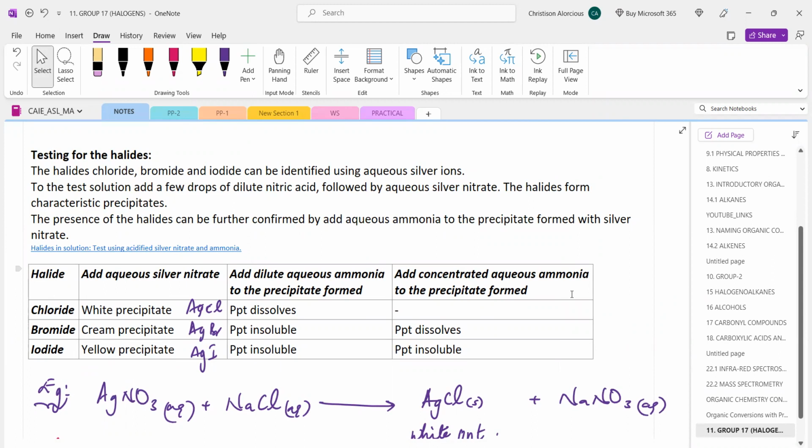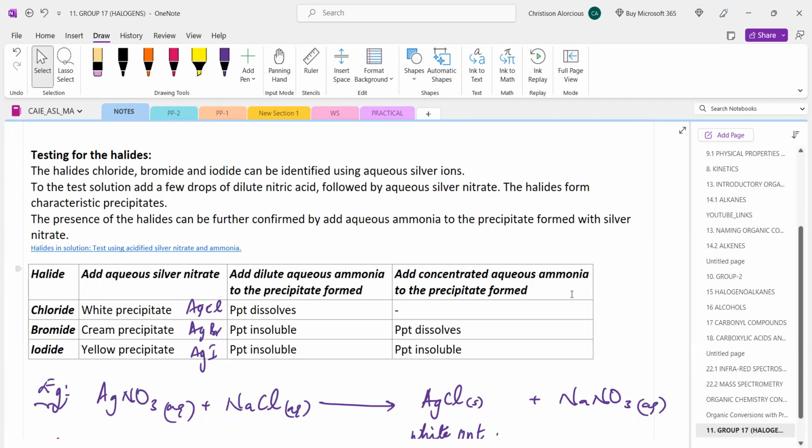So to this halide solution, we'd be adding dilute nitric acid first to remove any carbonate anions that could be present. If there are any carbonate anions, it interferes with this test. So we need to convert that into soluble nitrates. So you add a few drops of dilute nitric acid, and then you add silver nitrate.